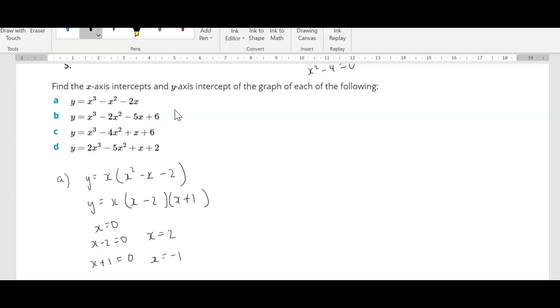All right, so with the others, though, you will need to factorize them. So for question B, I might just do B just given the space on the page. When you're deciding what value to substitute in, we look at the constant.